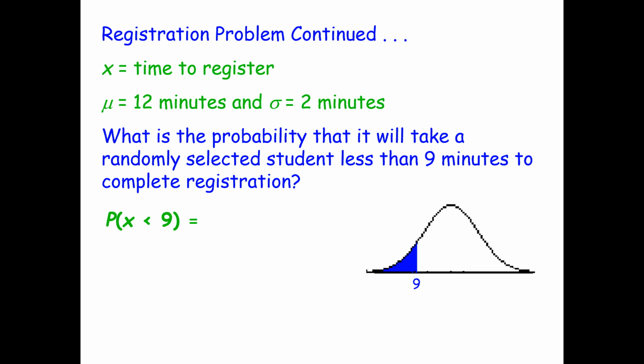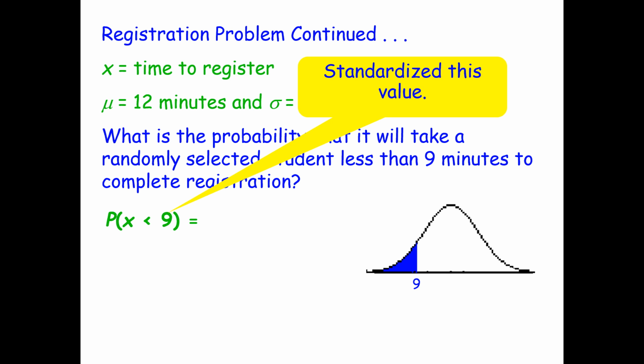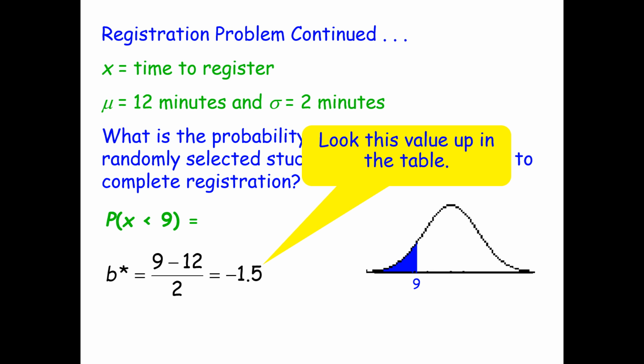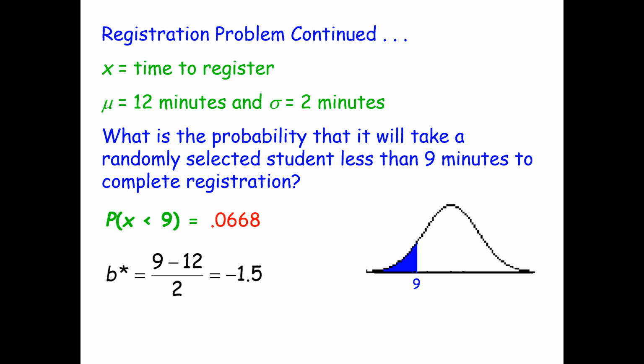So we're looking for the probability that x is less than 9. Well, we can standardize this value. So we're going to take 9 minus 12 and divide it by 2. That's going to give us negative 1.5. When we look that up in the table, we're going to get a value of 0.0668.